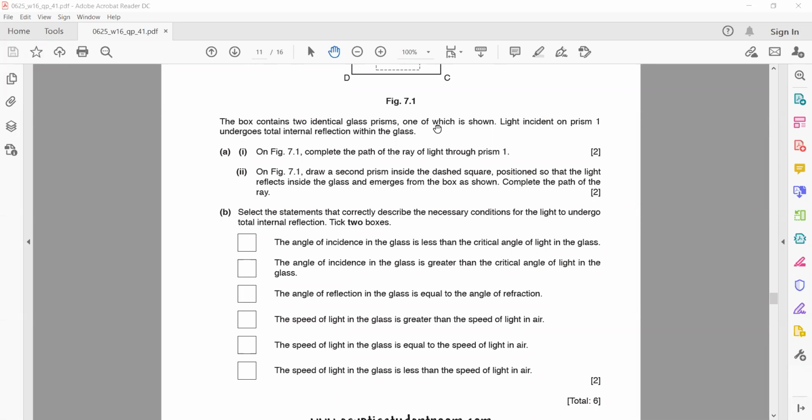When you draw a path of a light, you should represent an arrow as well, to show in which direction it is traveling. Select a statement: the next condition to undergo total reflection, the angle of incidence should be greater than the critical, and speed of the light in glass is less than speed of light in air.